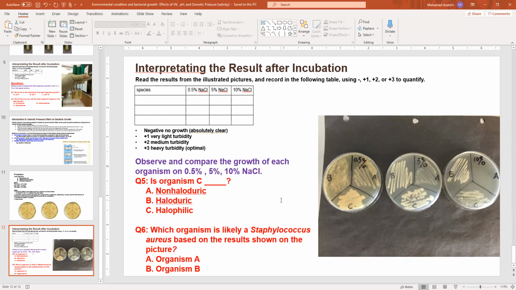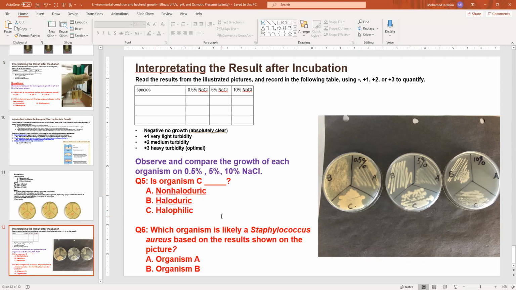And how do we distinguish, on question 5, it says organism C is, is it going to be non-halogenic or halogenic or halophilic? How to distinguish between those 3? First of all, A is going to be omitted completely because it is halodurant. It can grow at this kind of salt, right? Now, you need to compare between B and C.